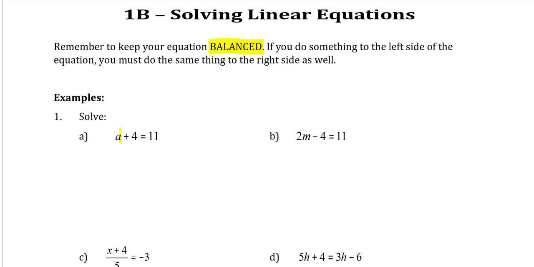So if I'm trying to solve to find out what a is equal to, I want to get rid of this plus 4 that's with it. The opposite of a plus 4 is to minus 4. I do it to both sides. That will get rid of the 4 with the a, and a will now be by itself. 11 take away 4 makes 7. So that's a simple one-step equation. That's something you've been doing since year 7. Let's get a little bit harder, a little bit faster.